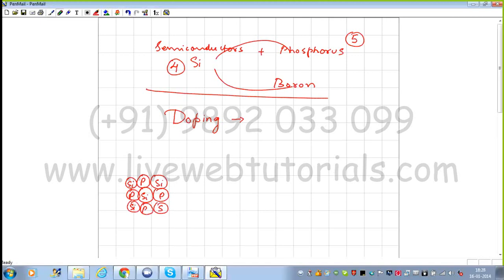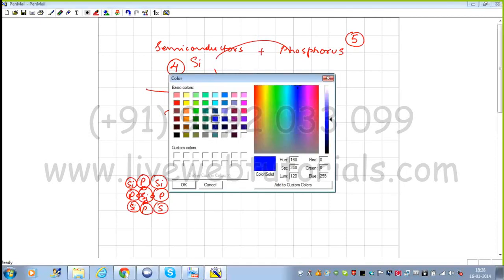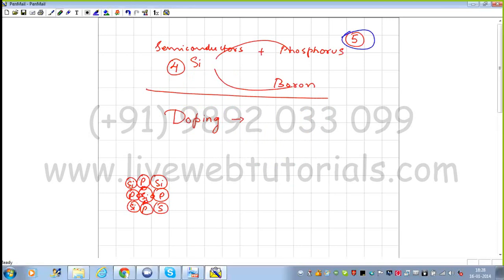Now silicon is having 4 of its electrons: 1, 2, 3, 4. I'll show with a different color. Phosphorus is having how many electrons? 5 electrons are there. So 1, 2, 3, 4, and that 5th extra electron is going to be in between. This extra electron is going to carry a negative charge. Because it is negative charge, it is known as n-type.